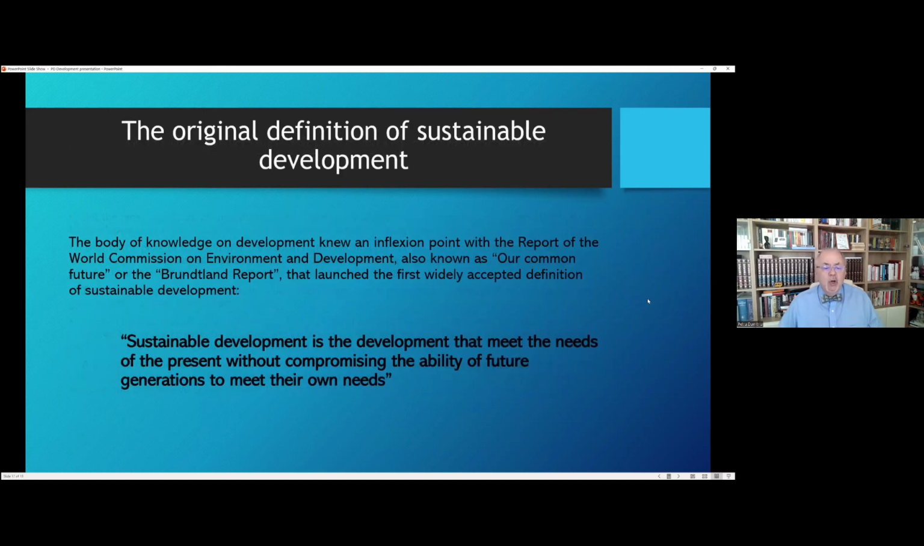Also, we have to note at this point in time the Brundtland report, the report of the World Commission on Environment and Development, which gave the first widely accepted definition of sustainable development. Now, of course, we enrich the concept, but this is what I learned myself at the university that sustainable development means. Sustainable development is the development that meets the needs of the present without compromising the ability of future generations to meet their own needs. It is what I told you before.